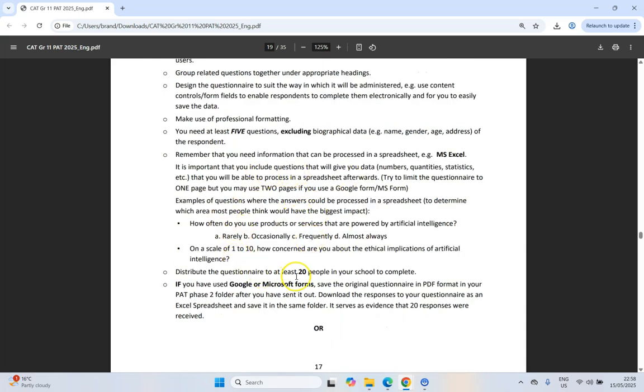What's also different about the grade 11 PAT is that you only need 20 people to fill in your survey. In grade 12, it tends to be 25. Now, I know 5 doesn't seem like that much, but my suggestion is the more people that fill in your information, the better your data is. So don't be afraid to go above 20.